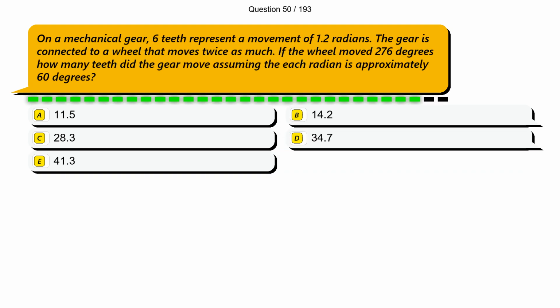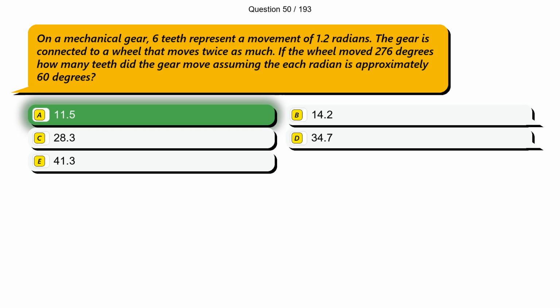Question 50. On a mechanical gear, 6 teeth represent a movement of 1.2 radians. The gear is connected to a wheel that moves twice as much. If the wheel moved 276 degrees, how many teeth did the gear move, assuming each radian is approximately 60 degrees? Option A, 11.5, option B, 14.2, option C, 28.3, option D, 34.7, option E, 41.3.